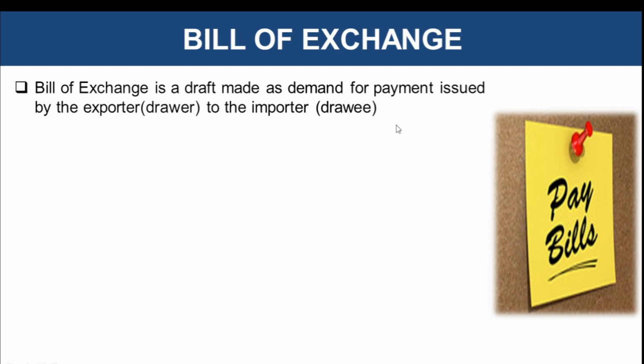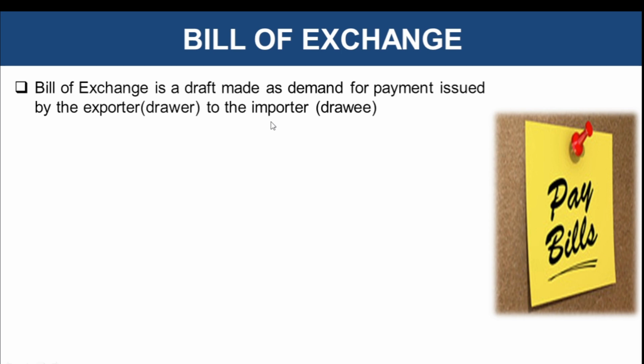Again, I am repeating. Don't get confused with names. Exporter is referred to as drawer when we are talking about this bill of exchange. Importer is referred to as drawee. Exactly, they are the seller and the buyer. There would be other parties also involved, called the payee or the holder. I will be explaining that. First, try to understand that bill of exchange is a written demand document where the seller who has sold the goods to the buyer is demanding that the buyer pay a certain sum of money on a future date. This is all about the bill of exchange.